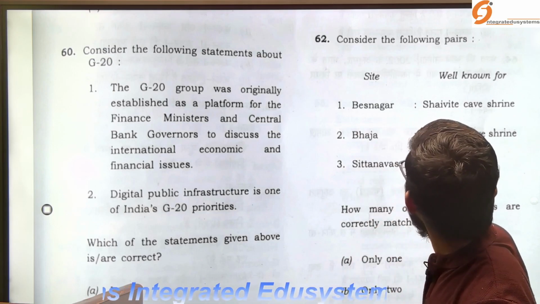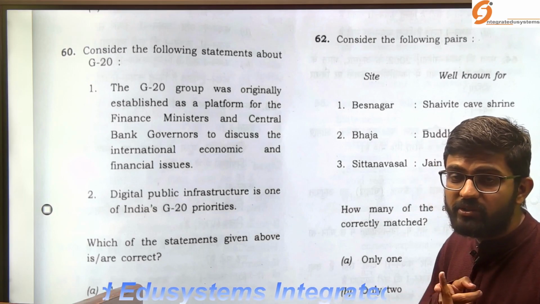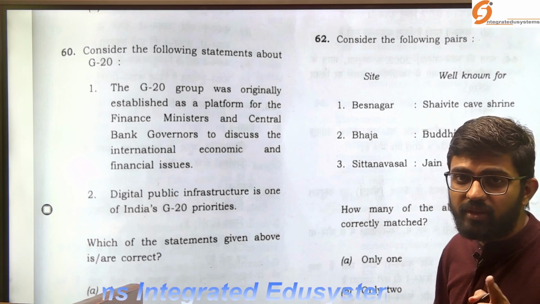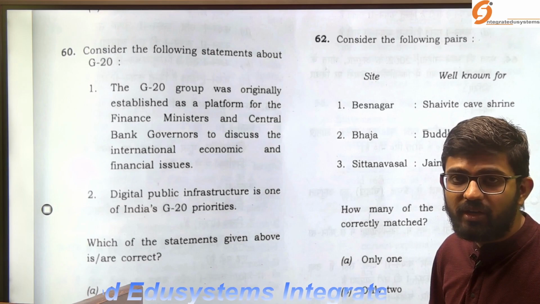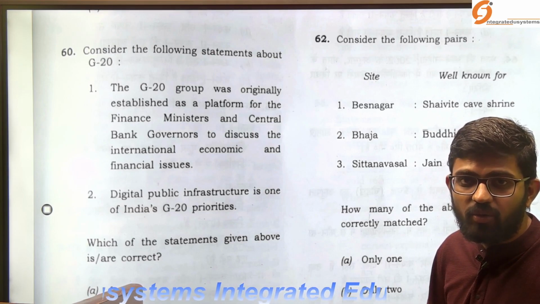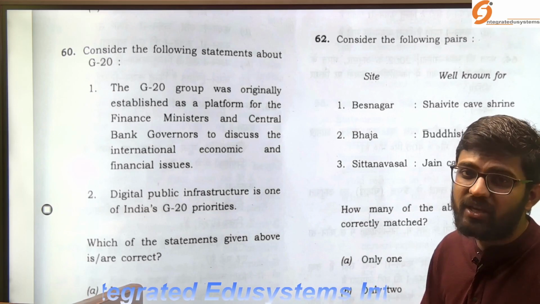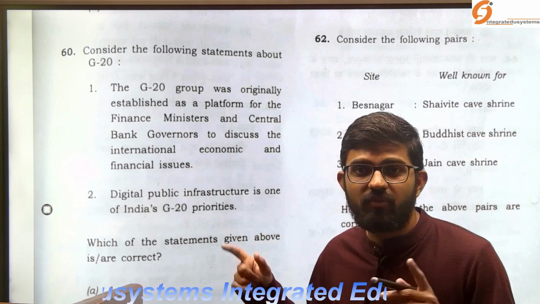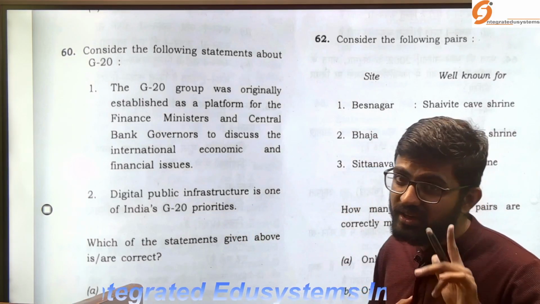Consider the following pair. Site, well known for. With respect to ancient India, one input that you take: site is very important. Various sites and the significance of the sites. So mapping, those people who read history optional. Now we GS students also have some knowledge with respect to various sites. See, this input we get even in the Harappan question where they have asked previously about the sites. So mapping is important in history.